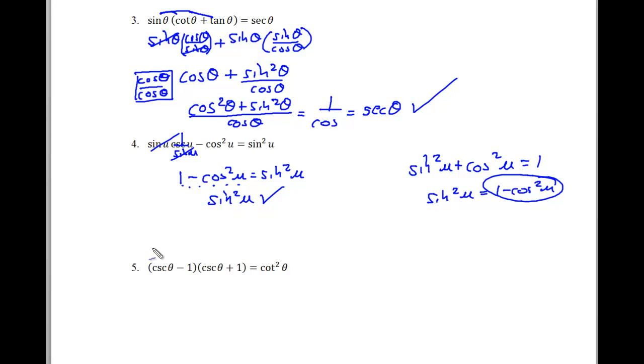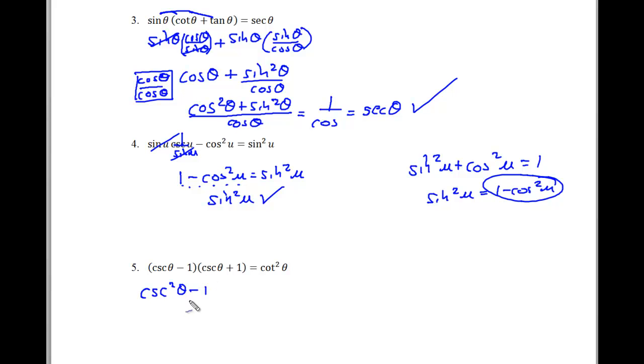All right, now our last trick is going to be a good one, because this is a FOIL problem, but this is a difference. What's great about differences is that what you get is the first term quantity squared, so cosecant squared theta, and also minus 1. Now, what I'm not showing is the full FOIL. It would be cosecant squared theta plus cosecant minus cosecant and then minus 1. So the middle two terms simplify to 0 when you do a FOIL problem.